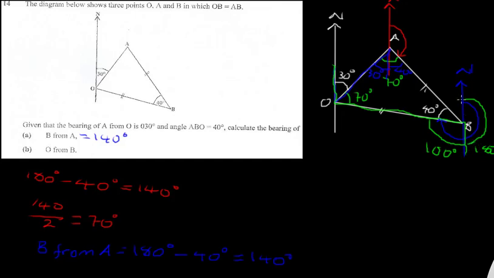So meaning the bearing of O from B is simply 180. So O from B equals 100 degrees plus 180 degrees, which is therefore equal to 280 degrees. So the bearing of O from B equals 280 degrees.